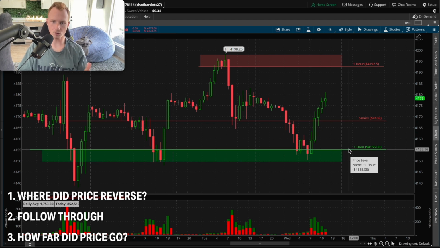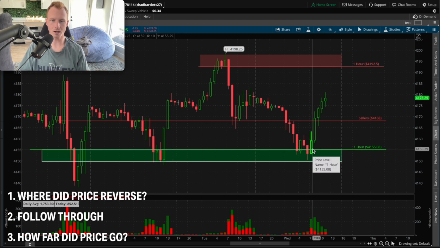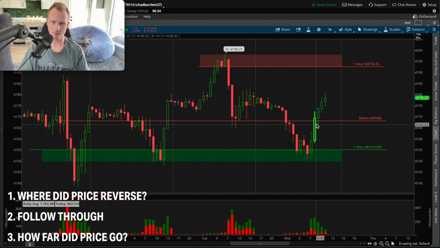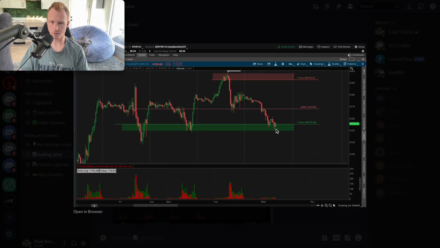There is still a lot of orders in this zone. There's still a lot of buyers in this zone. Price could potentially bounce up, and this is my first target at that 41.68. So that's kind of how I found this demand zone. As we can see, I found this, this is labeled here before the market even opened.